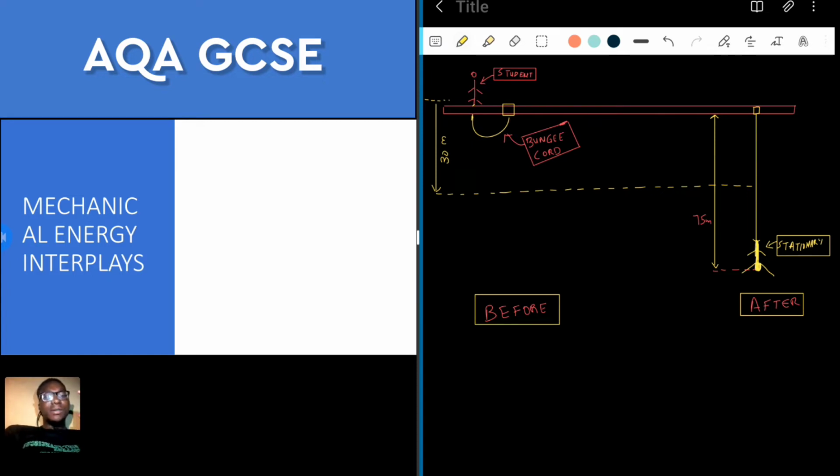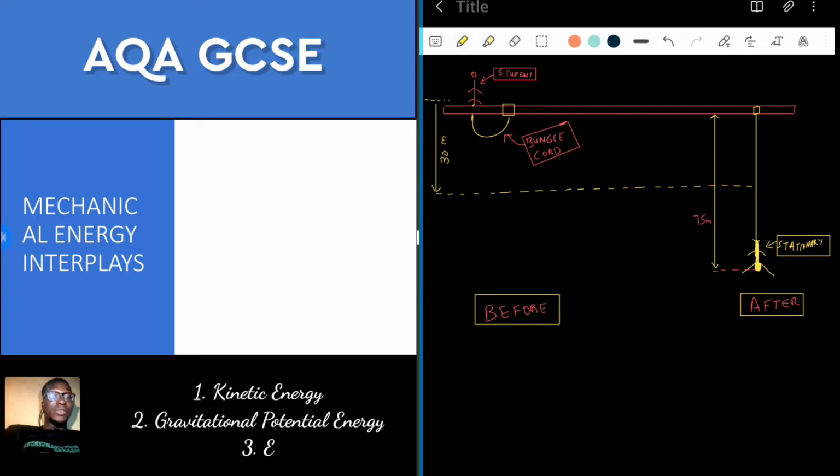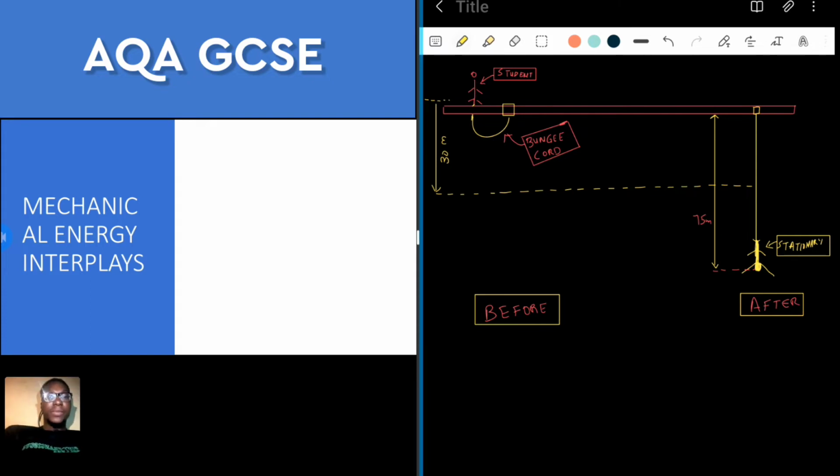Now, these three energy stores, in real life situations, don't exist alone. You usually have a combination of kinetic and gravitational potential, as the case may be, in different quantities, and in some cases you have elastic potential coming into the party. So we have a question here that gives us a picture of what we're talking about.